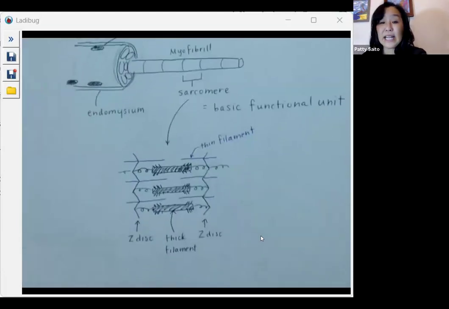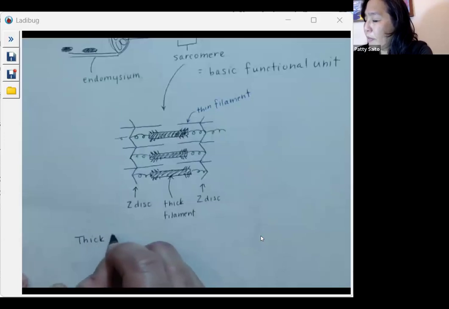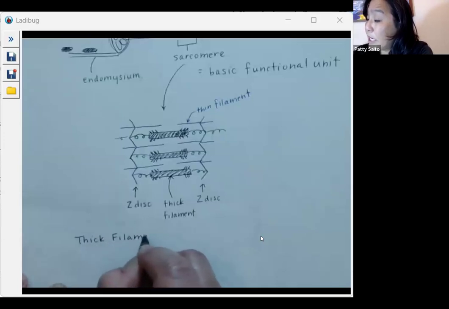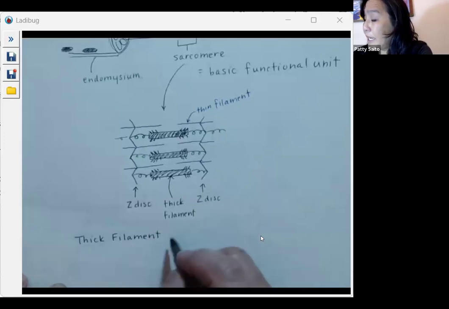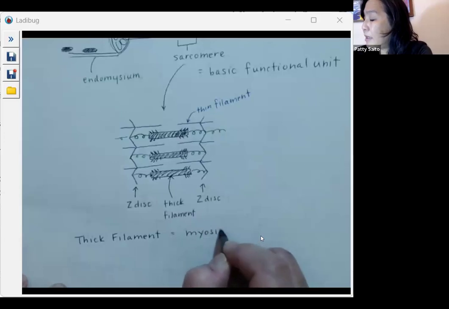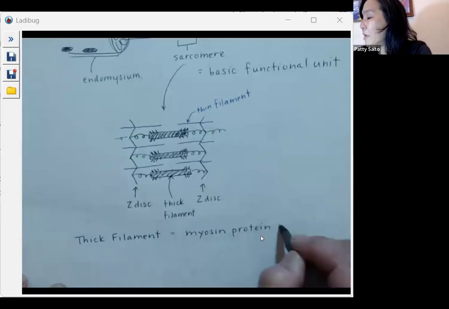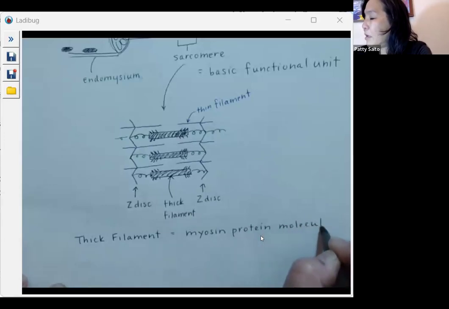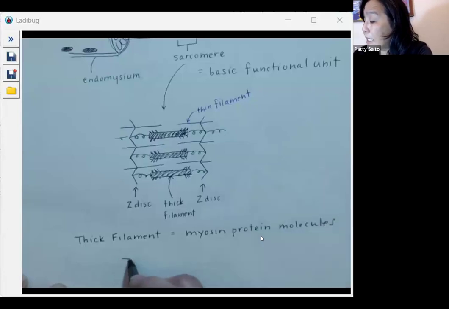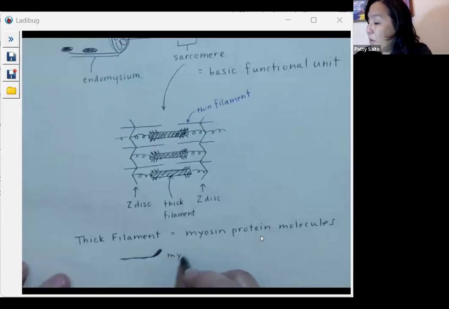Okay, so let's take a look. The thick filament is made up of a protein. The protein is called myosin. Myosin protein molecules. So if we look at a single myosin, it looks like this. Okay, so this is a myosin molecule.